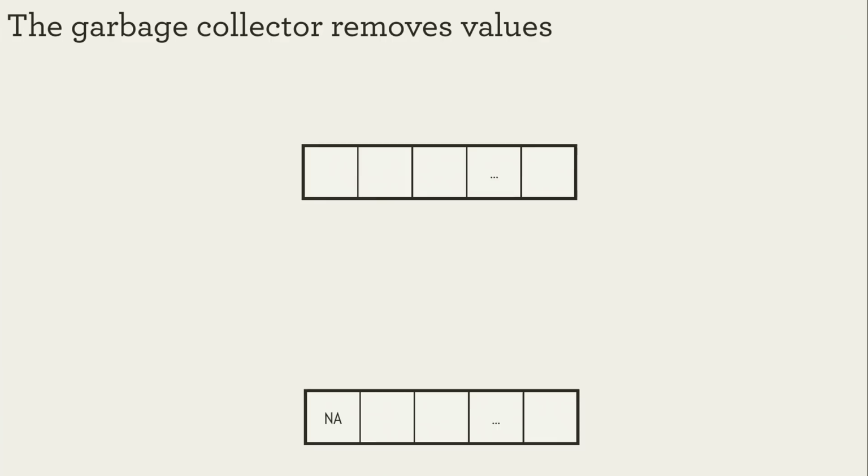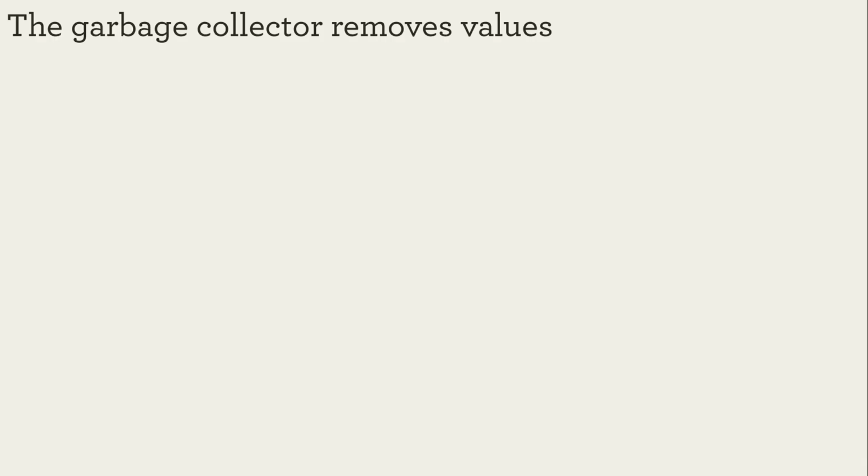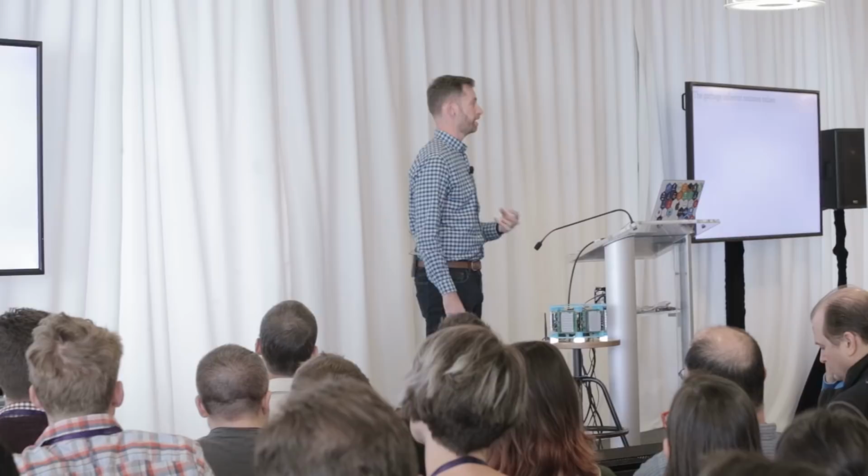So when you remove an object in R, it happens in two passes. First, you remove the references, and then later on, stochastically, the garbage collector is going to come along and actually delete those objects and free up the memory for you.